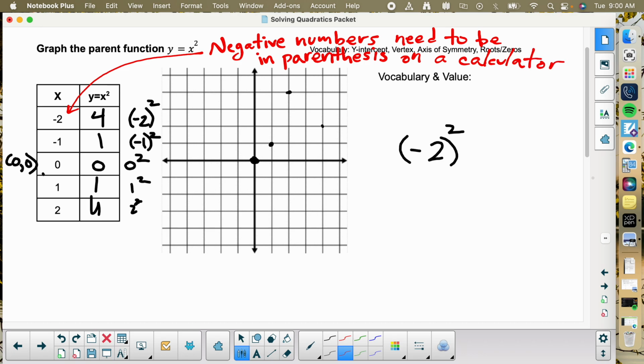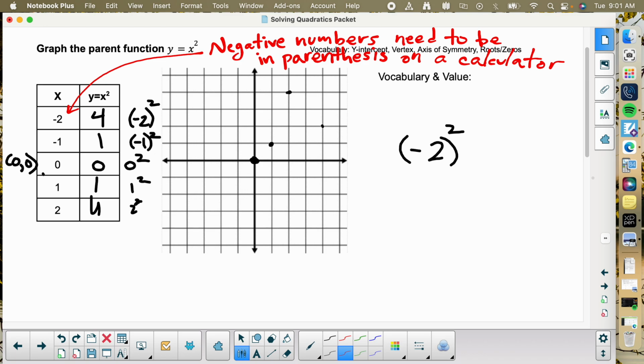This would probably be a helpful hint or a note for you guys to write in the packet for yourselves, that anytime you do a negative number on the calculator, you really want to put it in parentheses, because otherwise your calculator reads it incorrectly a lot of the time. You might accidentally end up with the correct answer, but your calculator will read it wrong without the parentheses.